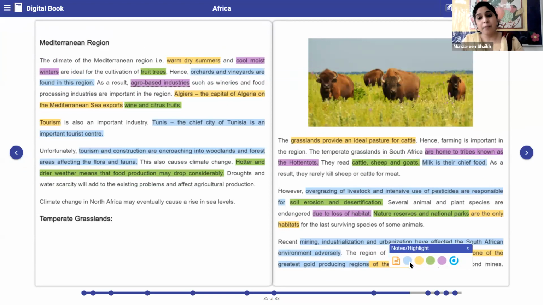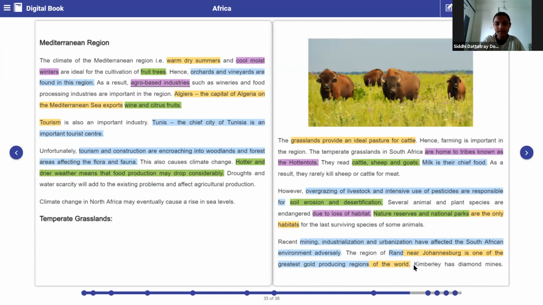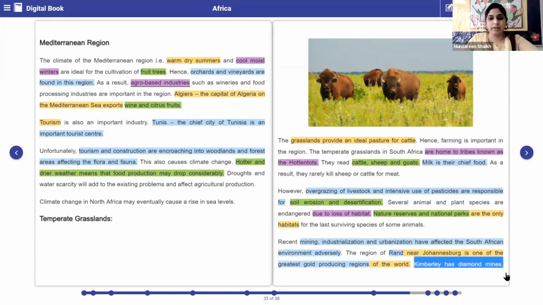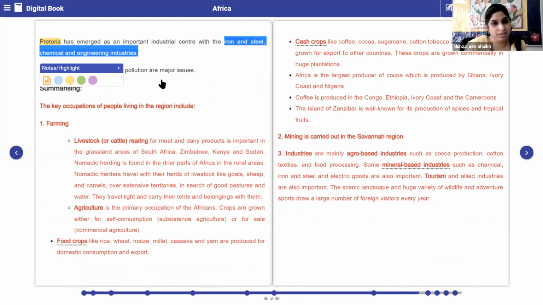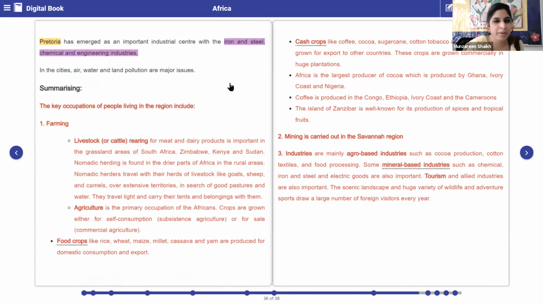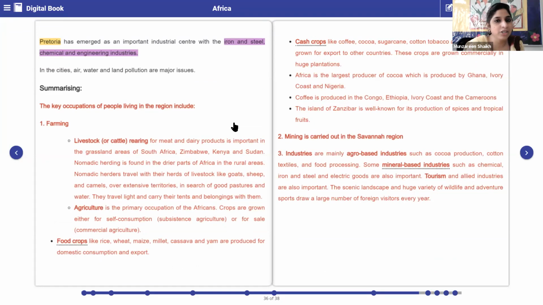Next is Kimberley has diamond mines. Dash has diamond mines in South Africa. Kimberley. Yes. Please underline Kimberley. This is very important. Just the word also, if you underline, it's okay. Go on to the next page. Okay. Next is Pretoria has emerged as an important industrial center with the iron and steel, chemical and engineering industries. There are so many industries developing, so much urbanization and industrialization done. So this is the important industrial center of iron and steel.